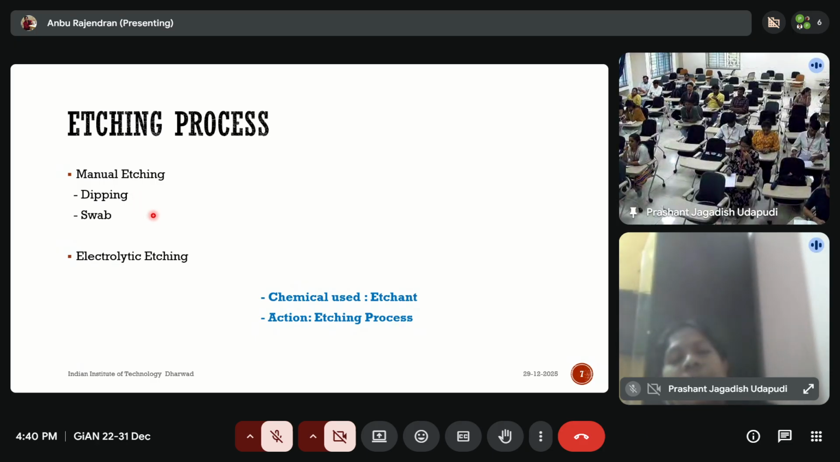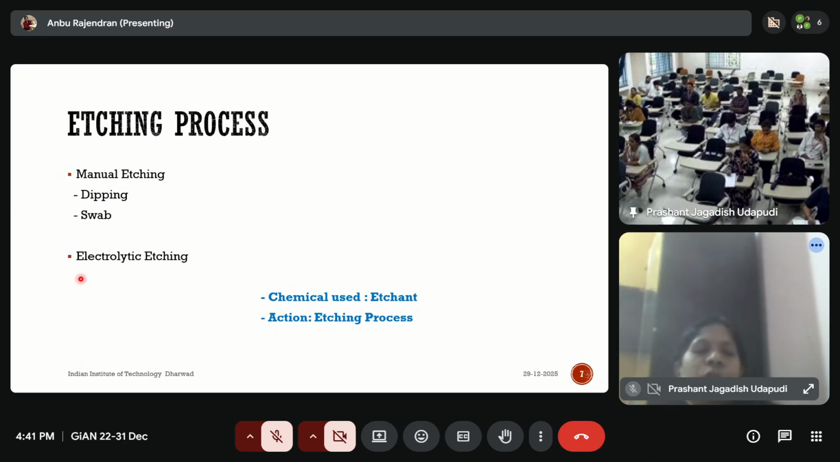So that can be done by using electric current. That process is called the electrolytic etching process. Your etchant will be used as an electrolyte, your sample will be kept as the anode, and a suitable cathode will be there. You can pass the current, and then selective etching will happen. An example for electrolytic etching is stainless steel samples, which have high corrosion resistance.